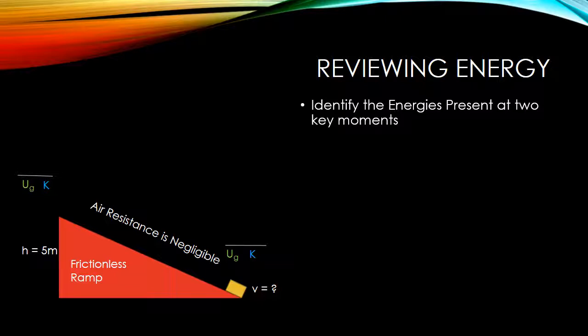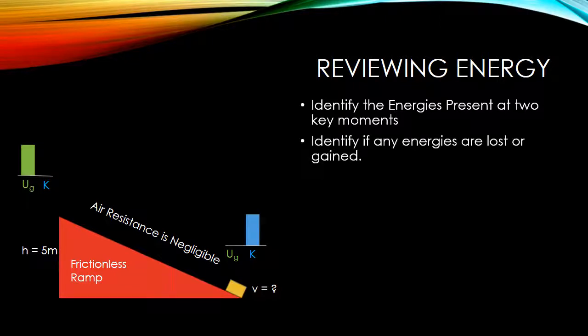There are no springs, so we're going to say there could be gravitational energy, U subscript G, and kinetic energy at both times. At the very beginning, at the top of the ramp, it has a height, therefore it has gravitational energy, but it starts from rest, therefore there is no kinetic energy. At the bottom of the ramp, it's moving, but its height is 0, therefore it has kinetic, but no gravitational energy.